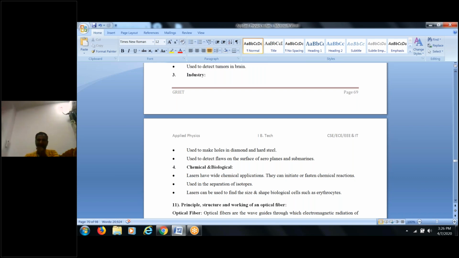So like this, we have so many applications in the area of communication, industry, medicine and general uses, even security purposes like burglar alarms, all operated with the help of lasers. So this is the brief overview of the first chapter in the fourth unit, laser light. Now, you may ask any doubts related to the lasers chapter.